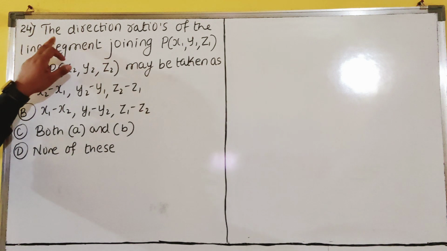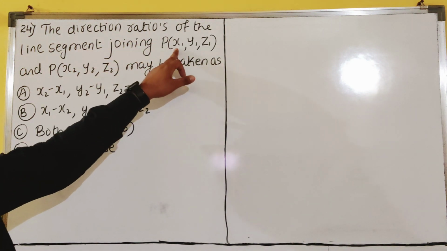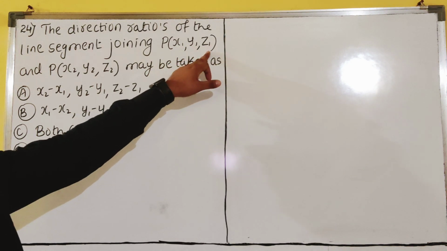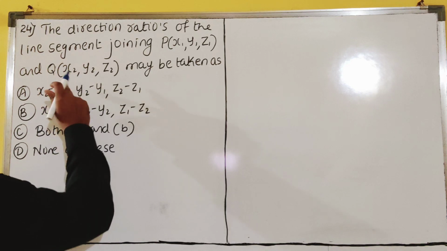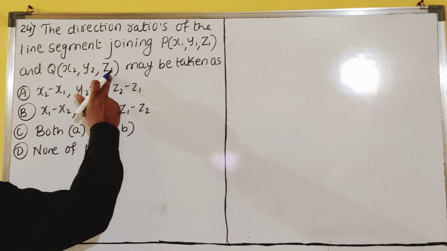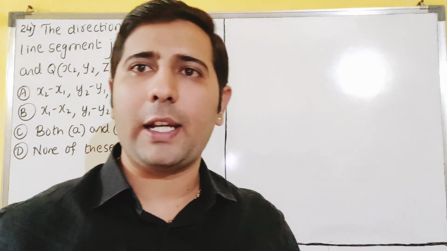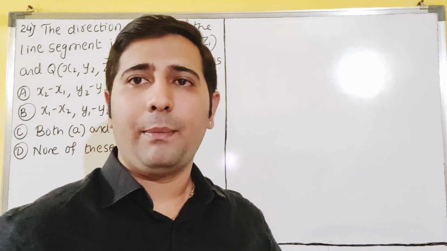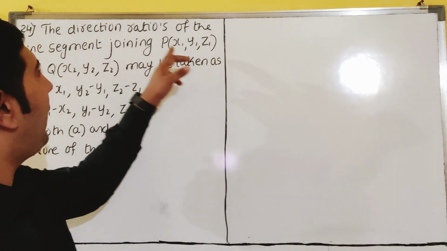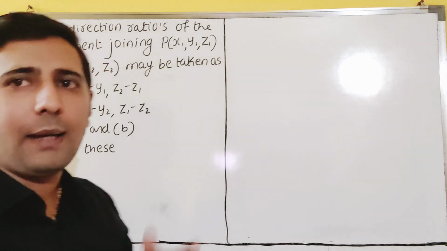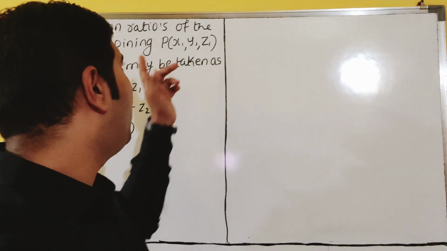Question number 24. The direction ratios of the line segment joining P (x1, y1, z1) and Q (x2, y2, z2) may be taken as what? So now you know direction ratios. There are two ways, dear students. Many of the students don't know this one. They know only how to find PQ. They will say OQ minus OP. That is also correct. One more is also there.